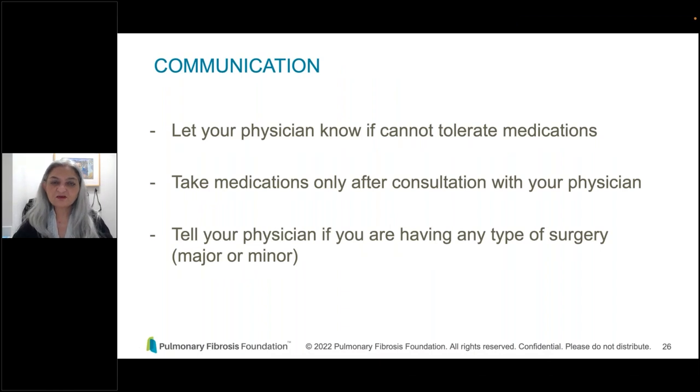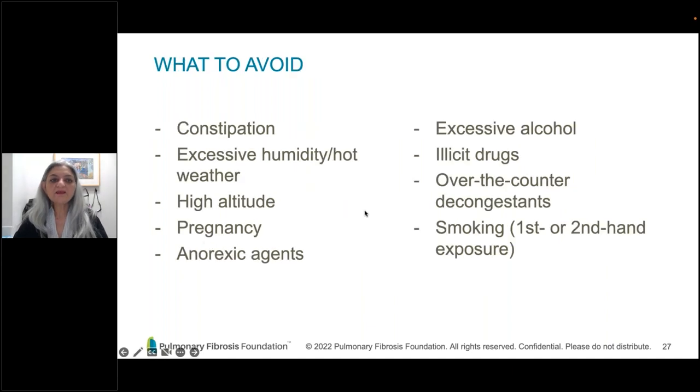And also, these medications are hard. So if you're not able to tolerate the medications, it's so important to get back to the doctor so they can work with you to find something that works for you, rather than just be worried about disappointing the physician. And any other medications that get started, at least your pulmonary hypertension physician or your ILD physician should be made aware of that. And if there is a surgery that needs to happen, the physicians need to be informed of that too, so they can talk to the anesthesiologist and make sure that appropriate precautions are taken so you make it through that safely. And then other things to avoid, like constipation, excessive heat and hot weather.